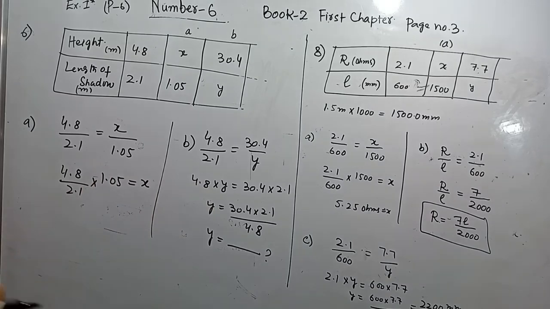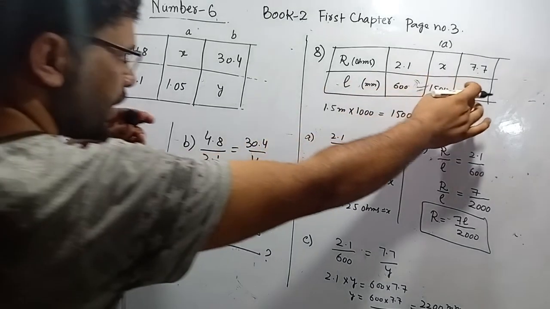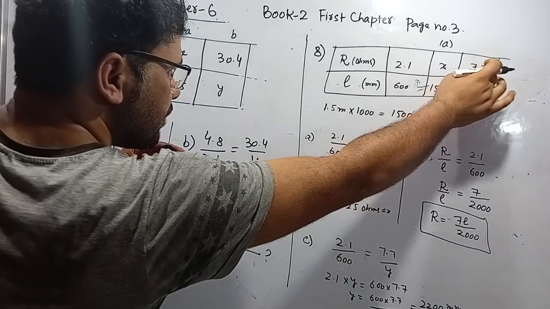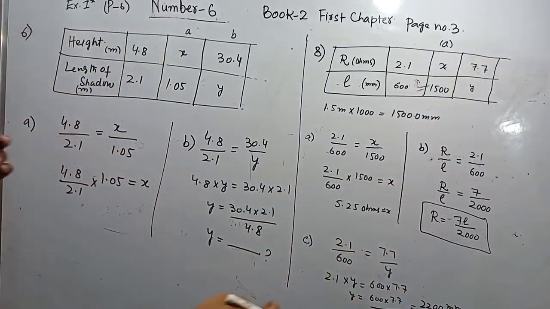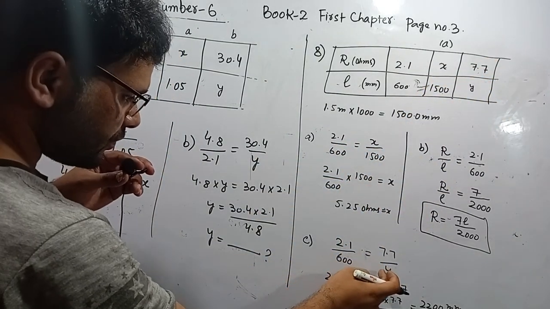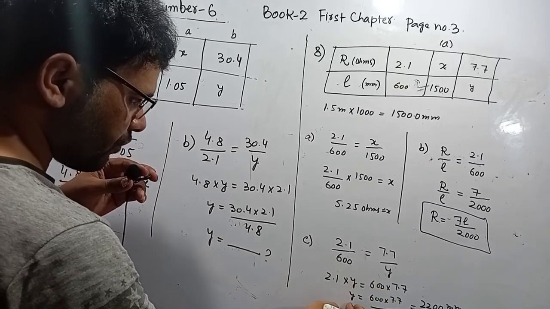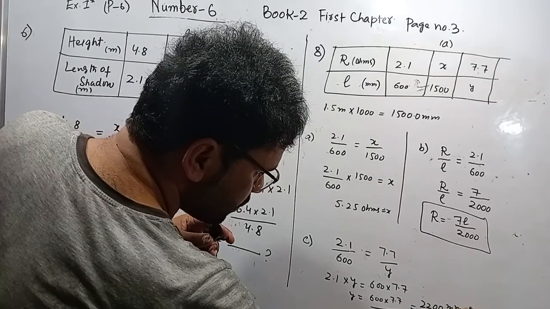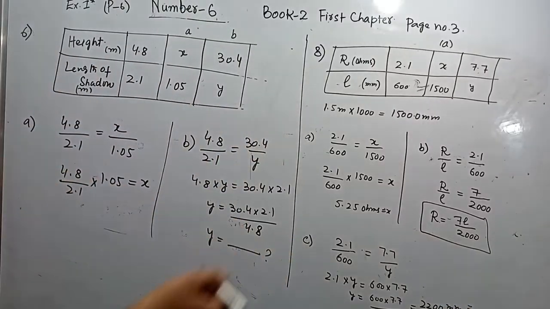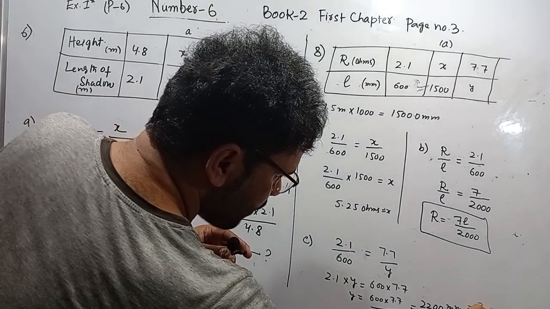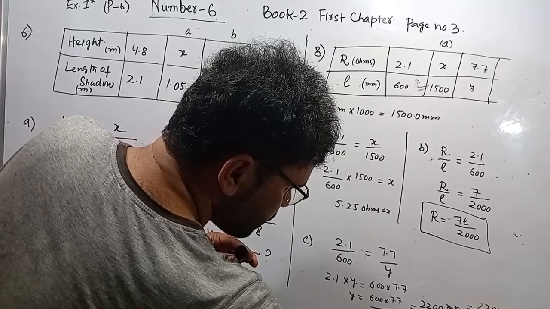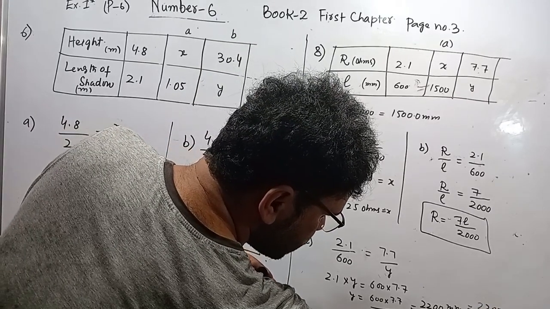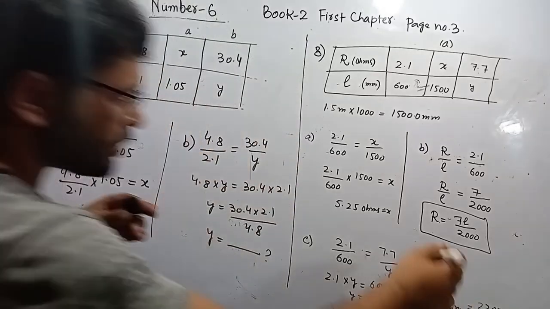Now part C, we have to find this value. Here I will write y. So 2.1 divided by 600 will be equal to 7.7 divided by y. On transposing and solving for y, I will get 2200. It is in mm, sorry, it is mm. I have to find the value in meters. So I will write 2200 divided by 1000 so that it will become meters. That is 2.2 meters. It is the answer of the question.